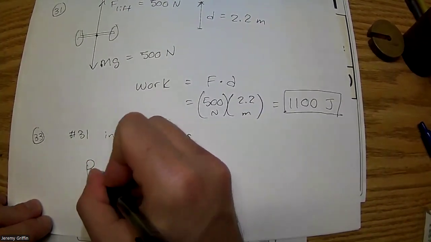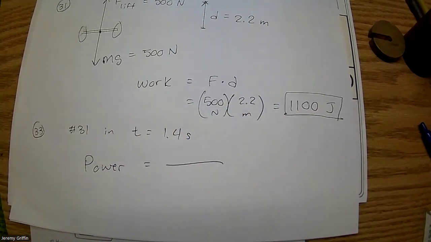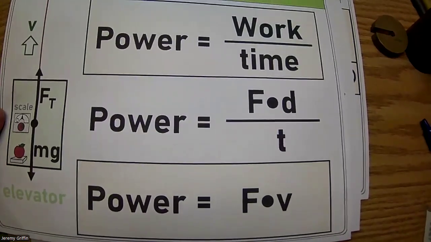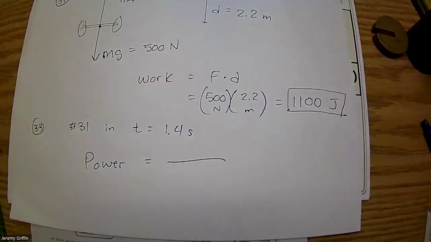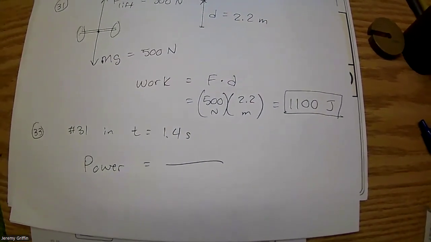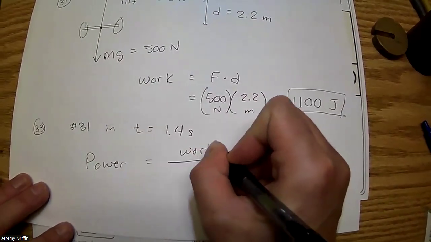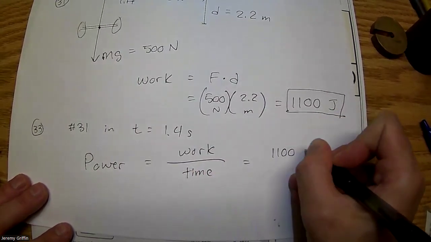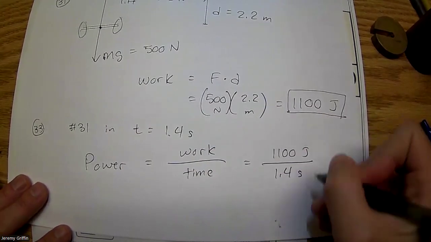So power. Guys, power is equal to what? Oh, yeah, work over time. There you go. Okay. You guys remember this one right here? Power is work over time. Okay. You can think of it like a rate of transfer of energy, right? How fast is energy being transferred? So work over time. It's like 1,100 joules in 1.4 seconds. You just divide that up.